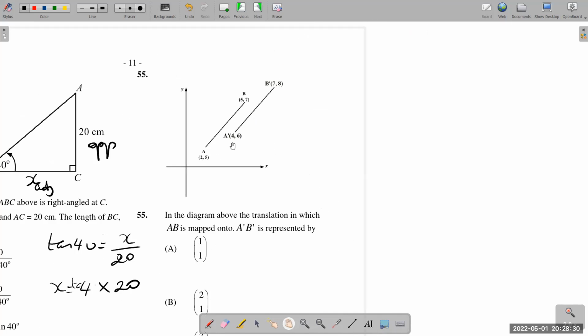Last one, we did this already. How do we move from A to B? We obviously go across twice. And how many times do we go up? We go up once. We've done this one already.